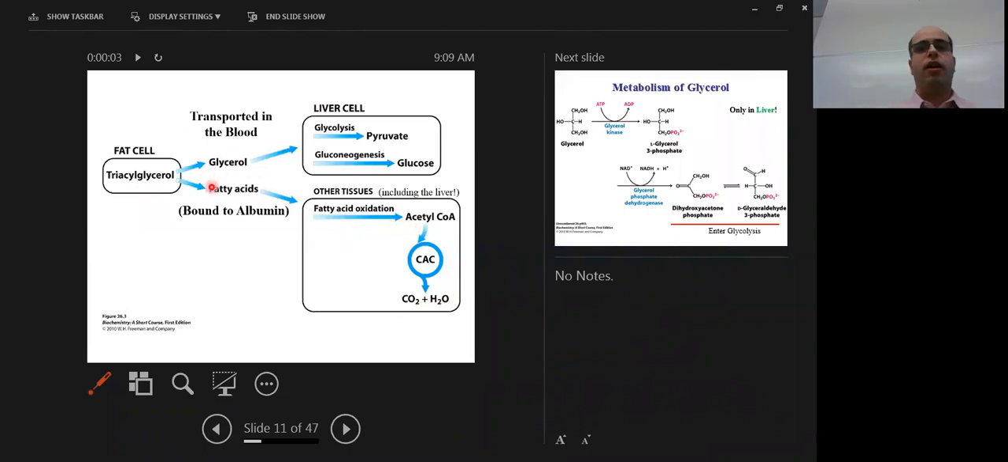However, glycerol only will go to the liver. There it can serve as two different substrates. It can either be shunted into glycolysis and produce pyruvate, and then from pyruvate you just keep going, as we talked about, or you can use glycerol to produce glucose through gluconeogenesis.